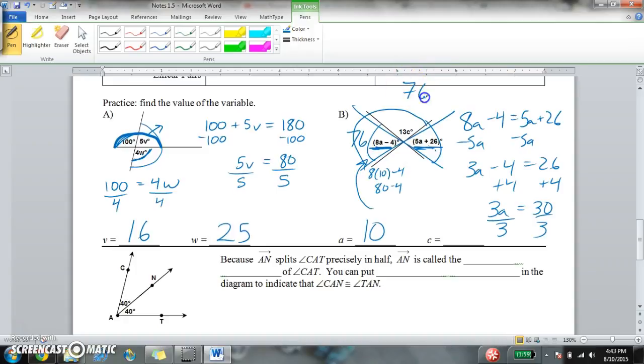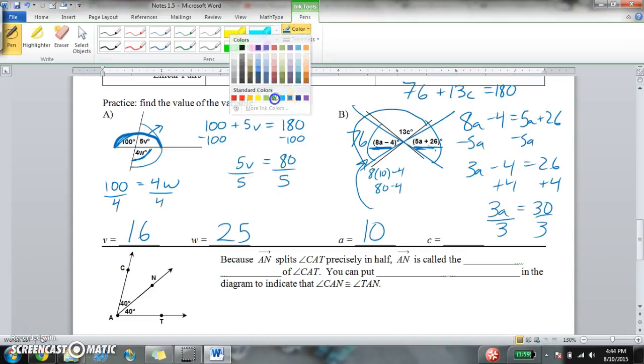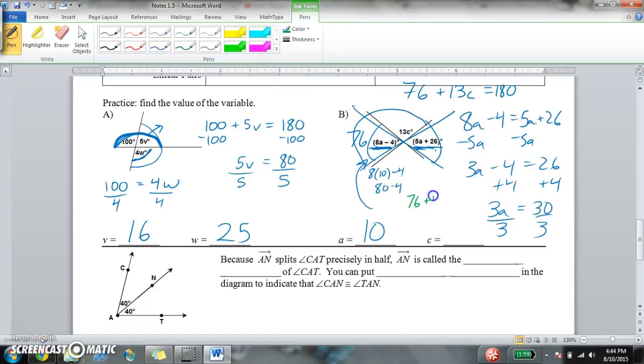I know that 76 plus 13c, like I said, they make a linear pair, so they would have to add up to 180. Switch colors and rewrite this down here. So 76 plus 13c equals 180. Subtract the 76. 104 equals 13c, and when I do my final step of dividing by 13, I would get that c equals 8.